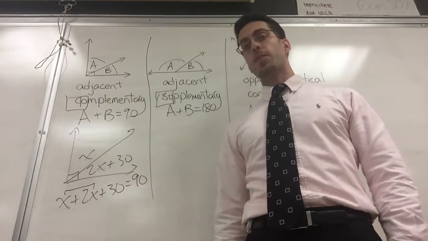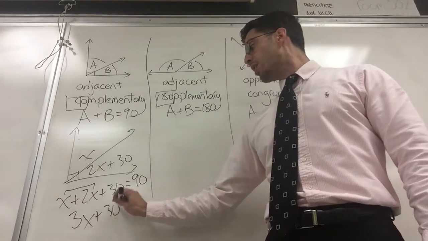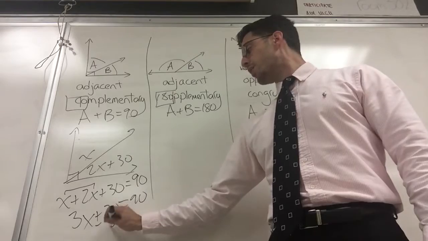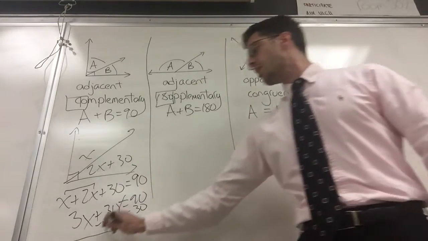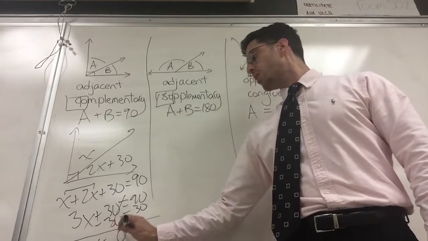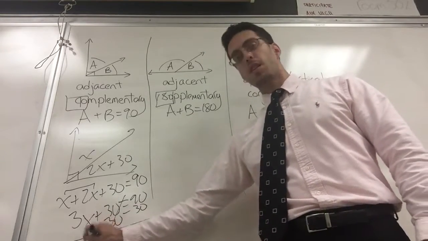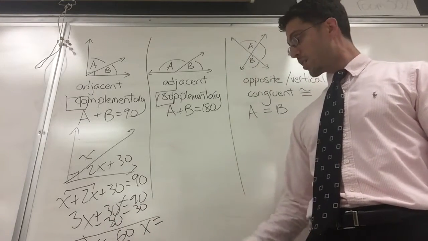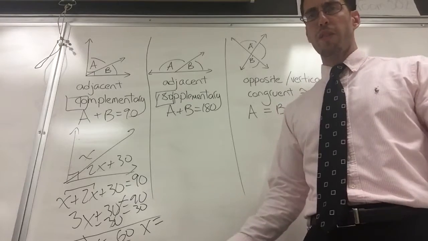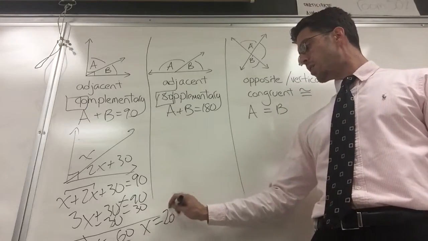Let me combine my like terms. Good thing I was paying attention in algebra. 3x plus 30 equals 90. Subtract 30. Can you see that? Yes, good. From both sides, 3x equals 60. Divide by the coefficient, and x equals, you don't need to see, you already know. 60 divided by 3 is 20.